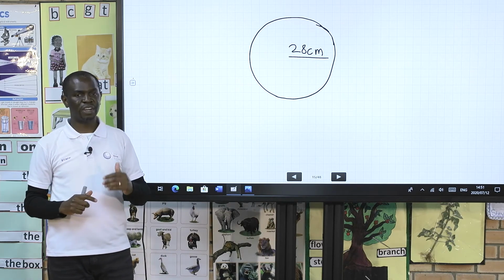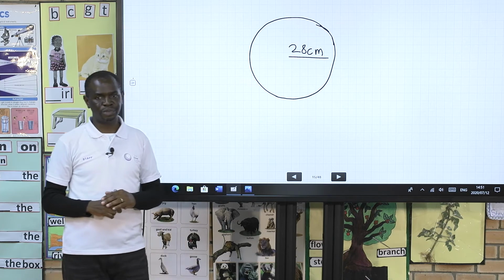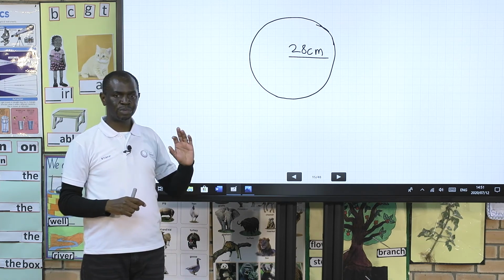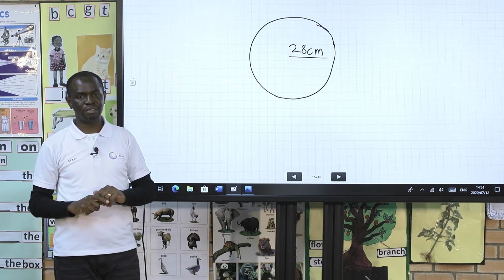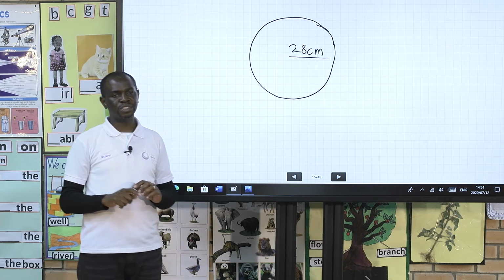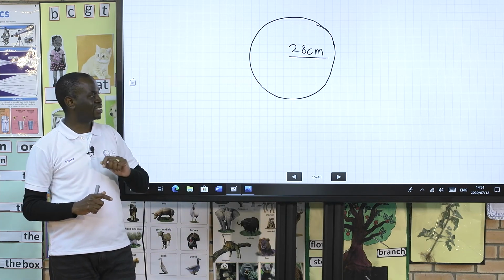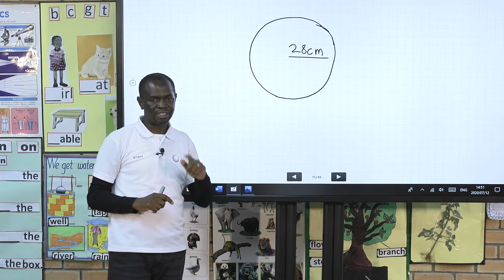You also need to find out, when you are given a circle, which formula you are going to use. Because apart from those two that are given, there are no other formulas that are given. You either use 22 over 7 or you use 3.14. But what determines what you use is the number that you are given as the radius.